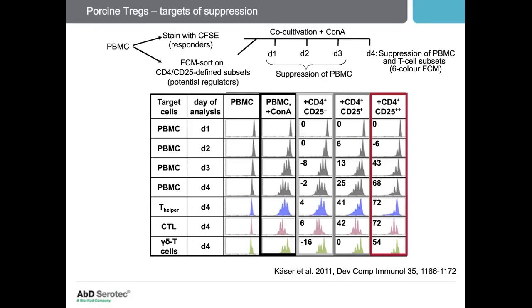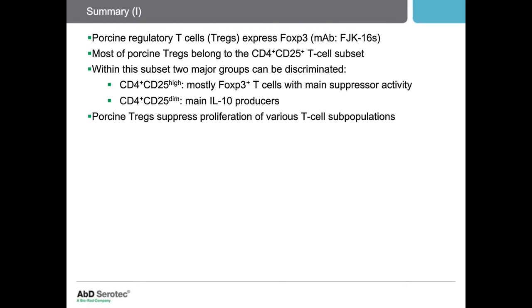So I come now to the first summary. You can say that porcine regulatory T cells, or Tregs, express FOXP3. Most porcine Tregs belong to the CD4 plus CD25 positive T cell subset. Within the subset, two major groups can be discriminated. We have the CD4 plus CD25 high positive cells, mostly FOXP3 positive, which show suppressor activity. And we have the CD4 positive CD25 dim cell subset, which contains mainly IL-10 producers. We can say that porcine Tregs suppress the proliferation of various T cell subpopulations.